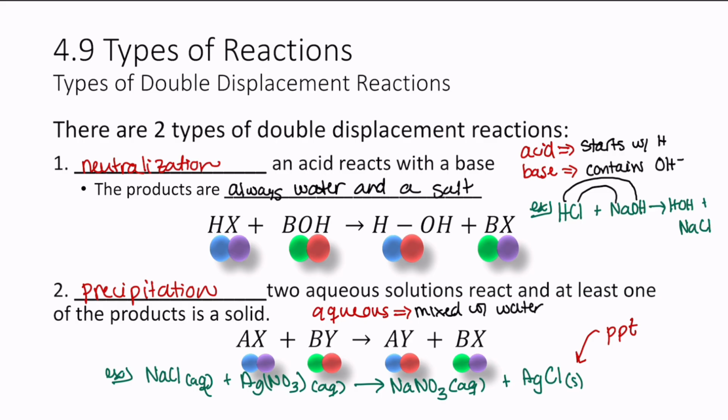So this is an example of a double displacement reaction, and the type of double displacement reaction is a precipitate reaction. So when you see that you are starting off with two ionic compounds, they are both aqueous, and it yields a solid product, then you have two types of reactions going on. You have a double displacement and a precipitation reaction.